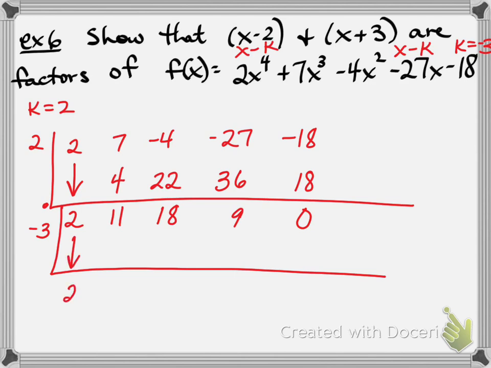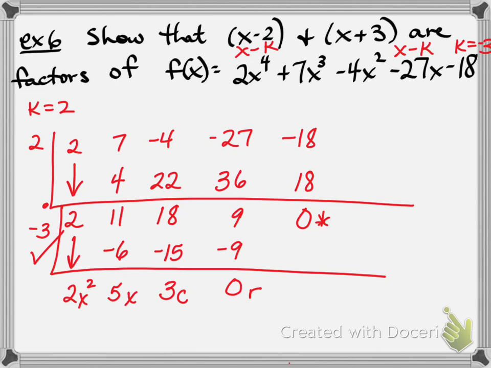Bring the 2 straight down. Negative 3 times 2 is negative 6. Add. Negative 3 times 5 is negative 15. Add. Negative 3 times 3 is negative 9. And add. We don't do anything with this. So we got a remainder of 0. That's our constant, that's our x, and that's our x squared. Since our remainder was 0 again, the negative 3 is also a 0, so x plus 3 is also a factor. And that's all they asked us to do, show that they were factors.